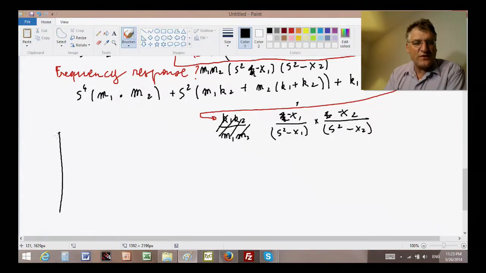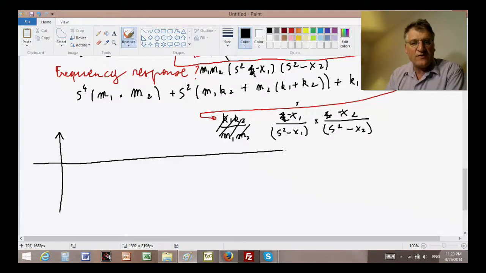The transfer function or the frequency response of a single one of those we have seen looks like a gain of 0 dB followed by a peak at minus x1, followed by a drop with a minus 2 slope afterwards.